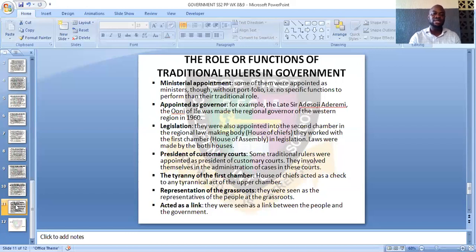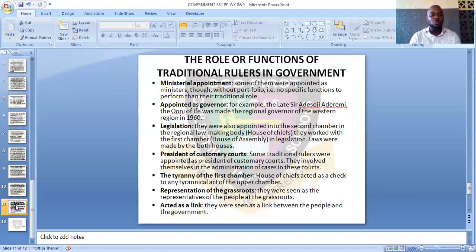Second one there is appointment as governor. For example, the late Sir Adesoji Aderemi, the Oni of Ife, was made the regional governor of the Western region in 1960. Also, legislation: they were appointed into the second chamber in the regional lawmaking body, that is the House of Chiefs. They worked with the first chamber, which happened to be the House of Assembly, and as a result, laws were made by both houses. So they were also part of the houses that make law.